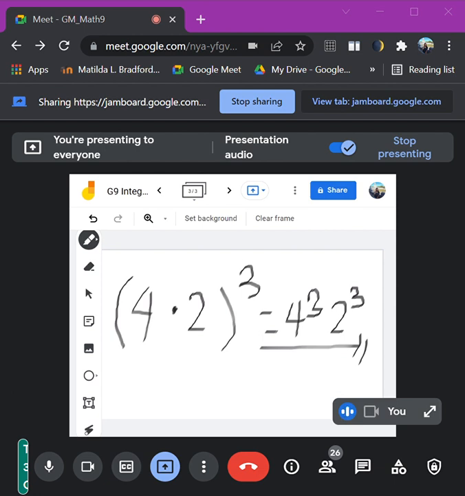Okay, so this one is not totally the final answer because we can still simplify it. But later on we will apply it with zero and integral exponents. For now, this is what we know about the laws of exponents.